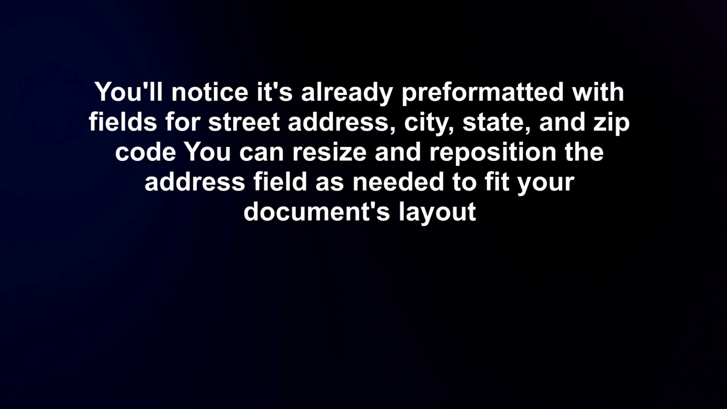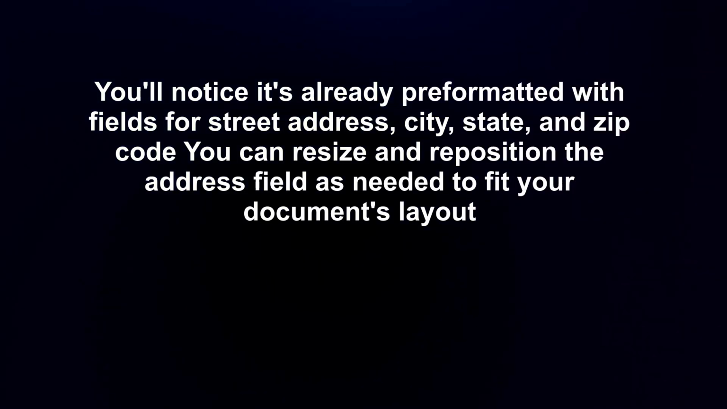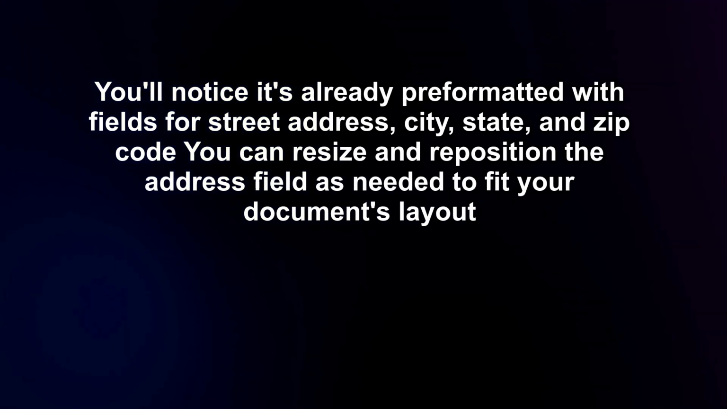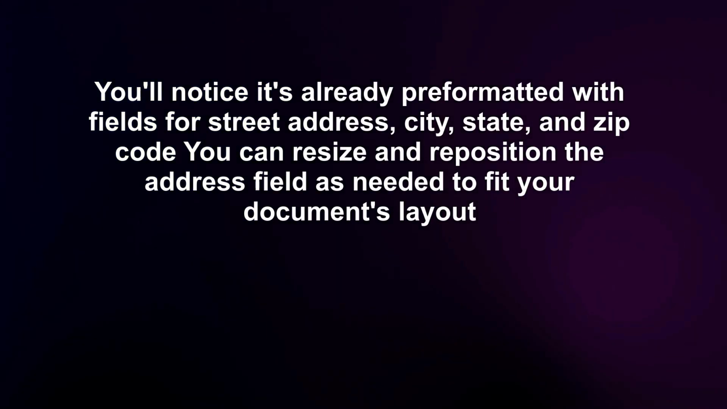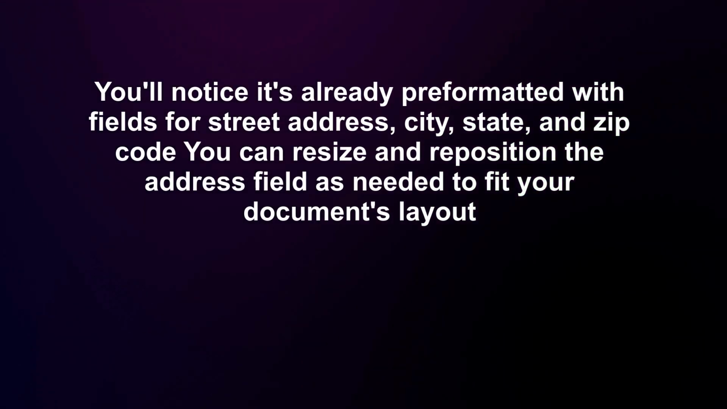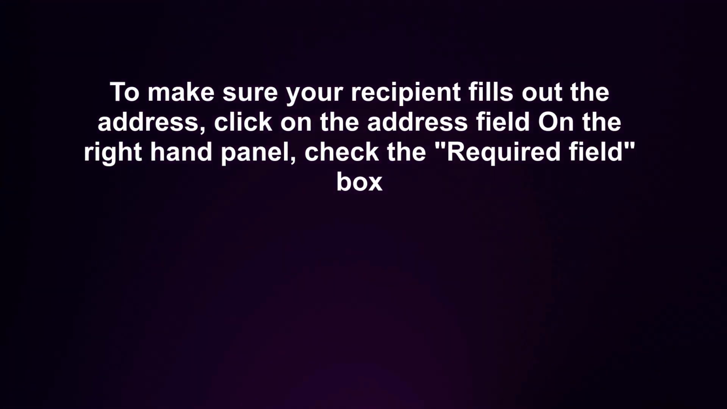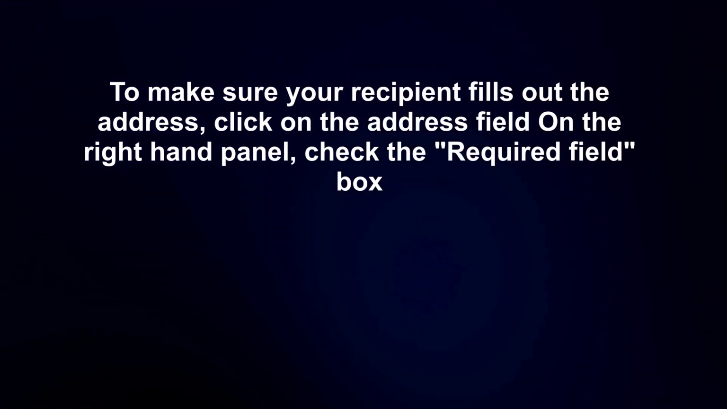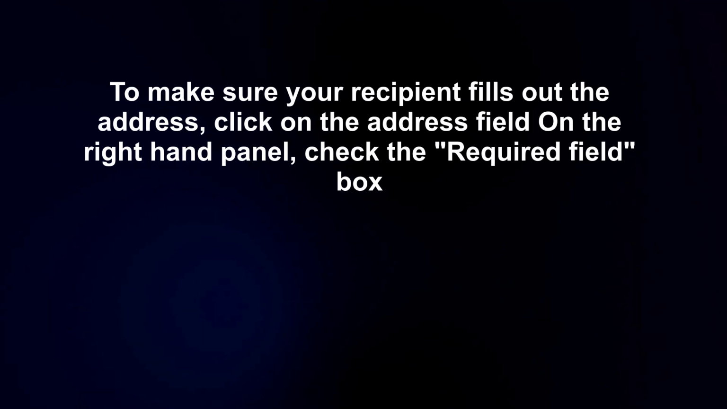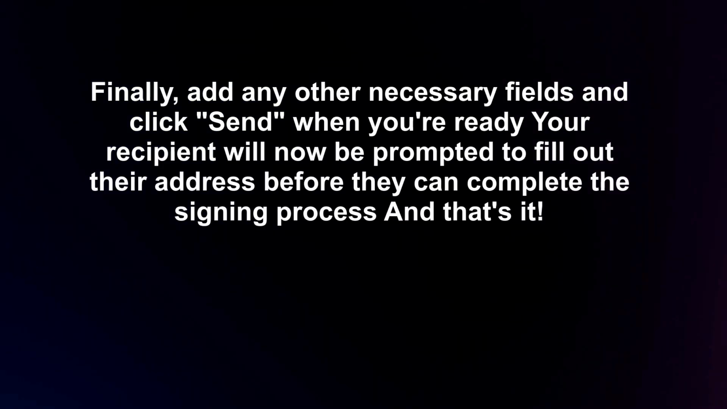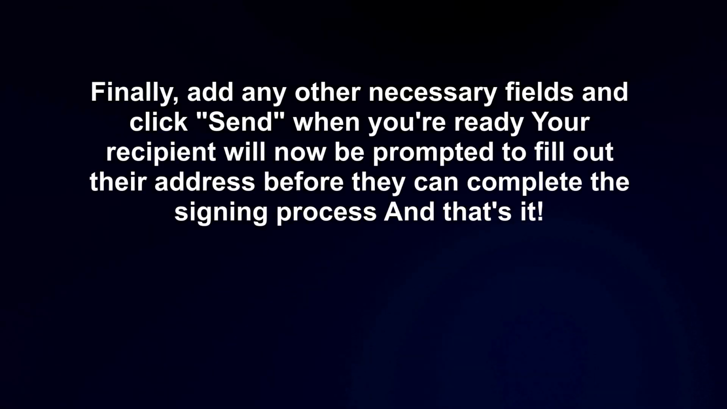You'll notice it's already pre-formatted with fields for street address, city, state, and zip code. You can resize and reposition the address field as needed to fit your document's layout. To make sure your recipient fills out the address, click on the address field on the right-hand panel, check the required field box. Finally, add any other necessary fields and click Send.